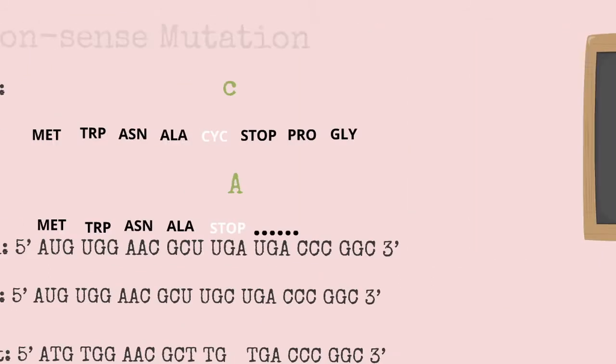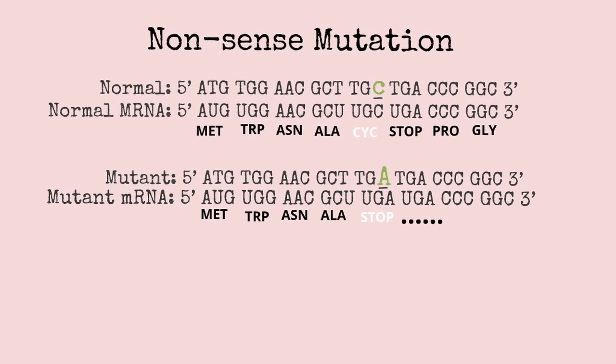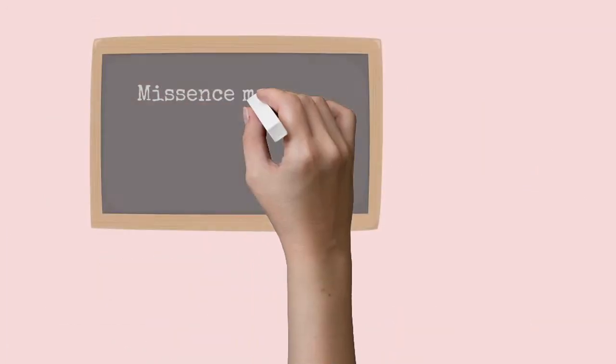Comparing a normal and a mutant DNA, we can see that everything is the same except for the codon T, G, and C, which codes for the amino acid cysteine. After C was replaced by A, it resulted in a stop codon, causing the protein to be shorter. This is also an example of a transversion, since it's going from a C to an A, a pyrimidine to a purine.